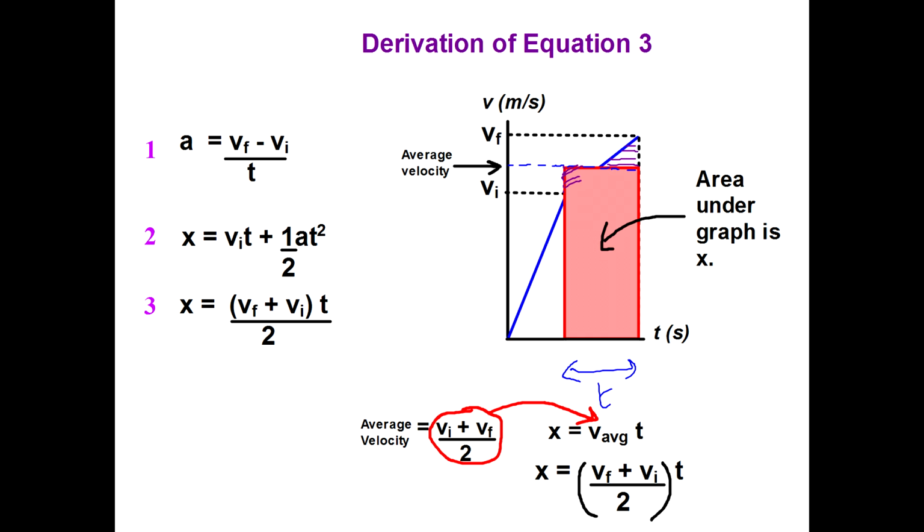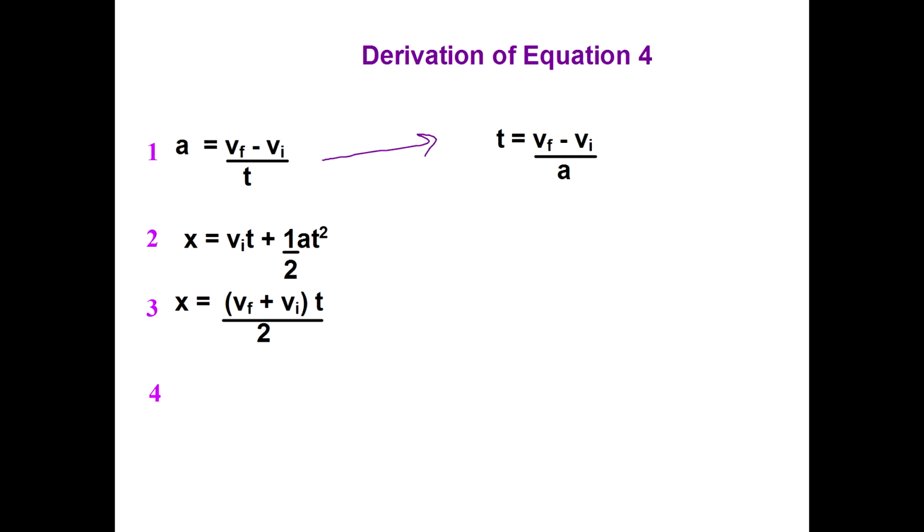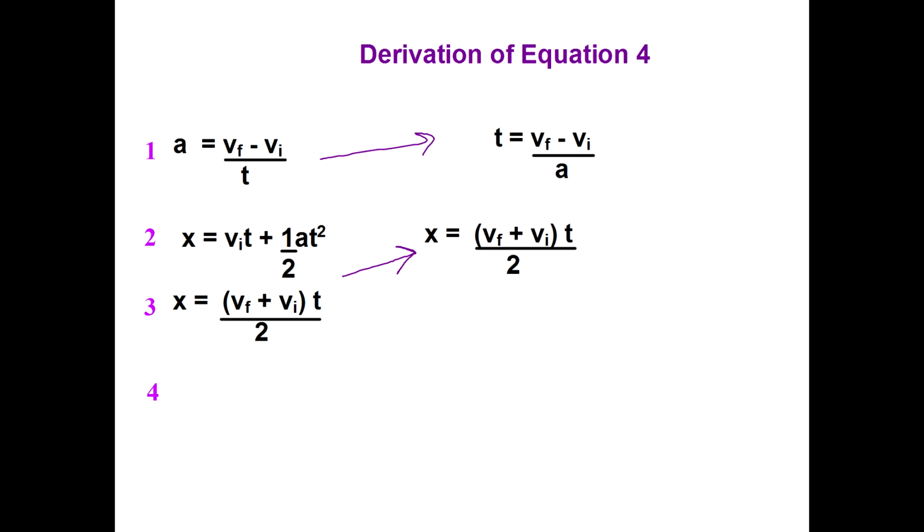So that's equation 3. To get equation 4, the first thing we need to do is go back to equation 1. We rearrange equation 1 to make t the subject, and we'll get t equals Vf minus Vi over a. Next step, we also need to use our third equation that we derived just previously, x equals Vf plus Vi over 2 multiplied by t.